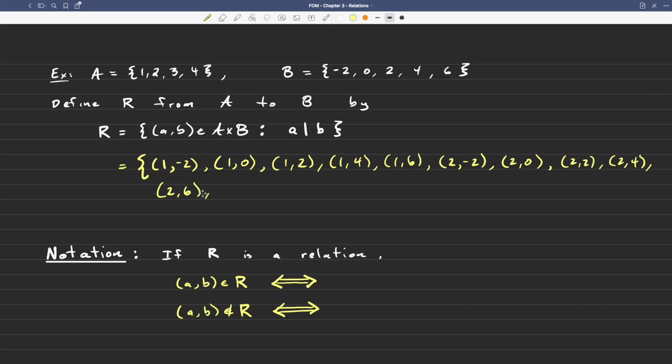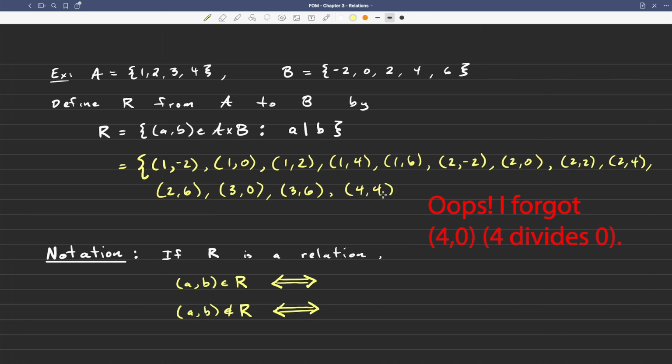How about 3 as a first component? Does 3 divide anything in the second set B? Well, yeah, 3 divides 0, and 3 divides 6. So 3 comma 6 is an ordered pair. But notice that we don't get 3 comma -2. 3 doesn't divide -2, so 3 comma -2 is not in this relation. And then 4, the only thing in the set B that 4 would divide is 4 itself. So 4 comma 4. And that's it. Those are all the ordered pairs in your relation.